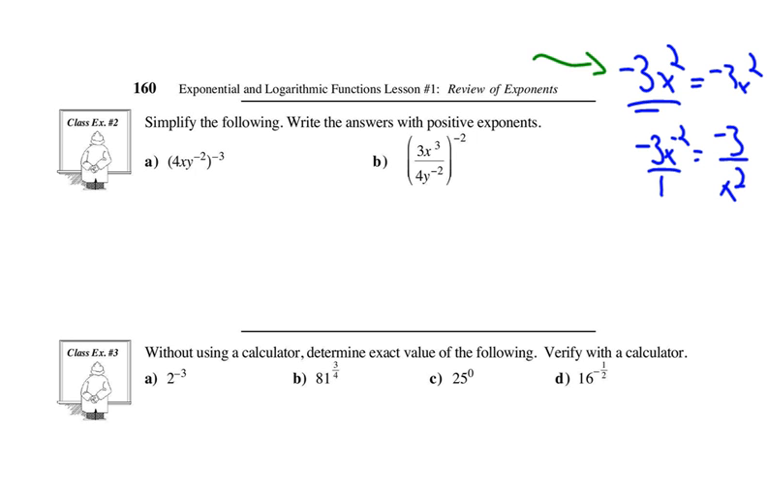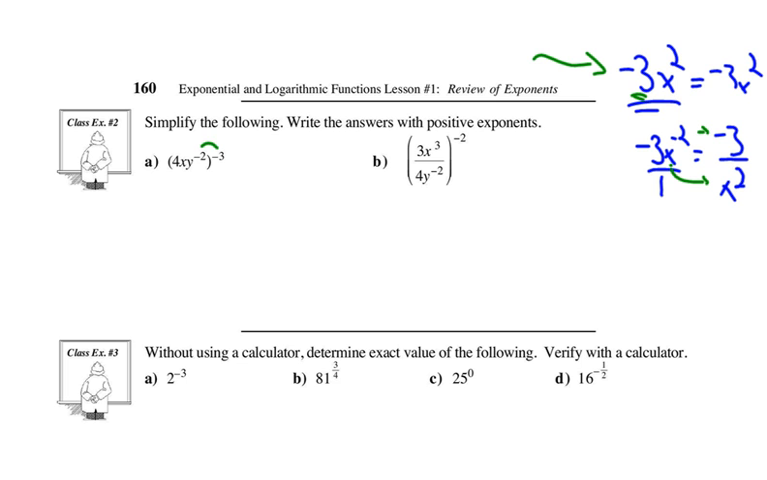Remember that negative numbers have always been negative numbers, and a minus 3 just stays minus 3. And if you had a minus 3x to the minus 2, the minus 3 would simply stay on top, but the x to the minus 2 would go to the bottom, right? So be careful when you're dealing with negative coefficients versus negative exponents.